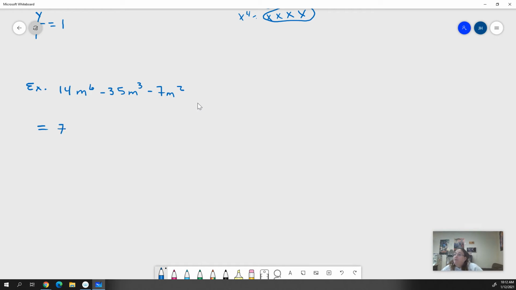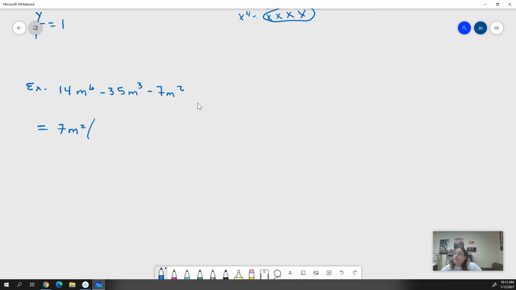is 7, right? So now each of them also have an m value in common. The first one has 6 m's, this one has 3 m's, and this one has 2 m's. So the only thing they all have in common is that they each have at least 2 m's, right? They have m squared. So I can pull out m squared. Does that make some sense? This one has 2, this one has 3, this one has 6. But they all have at least 2.